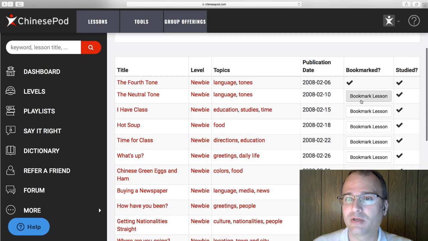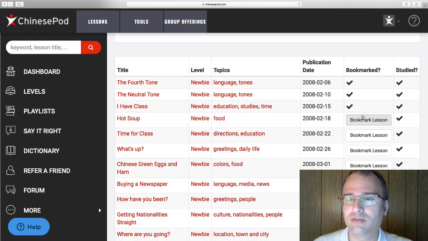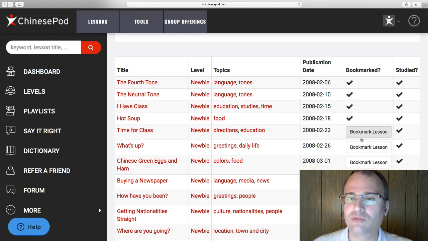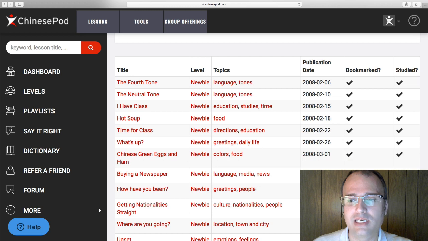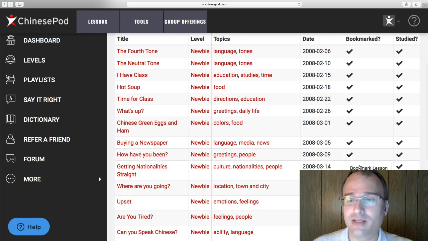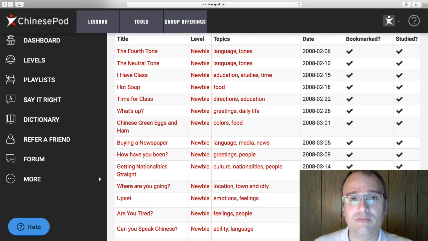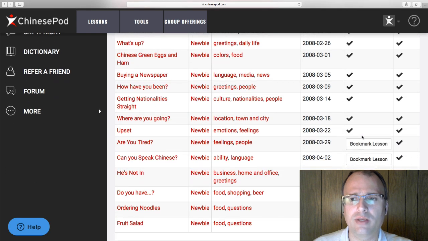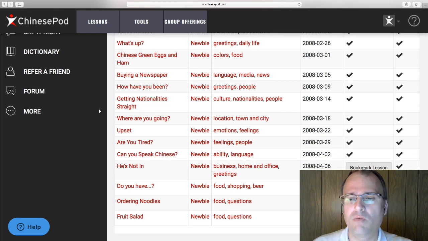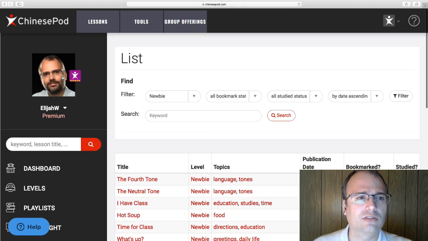And then I bookmark the next one. And the next one. And I bet you know what I'm going to do with the next one. And the one after that. And I just keep going until I have bookmarked enough. Now how do I know how many is enough? Well, we'll get into that later if you care to see. Okay, I've chosen my lessons.